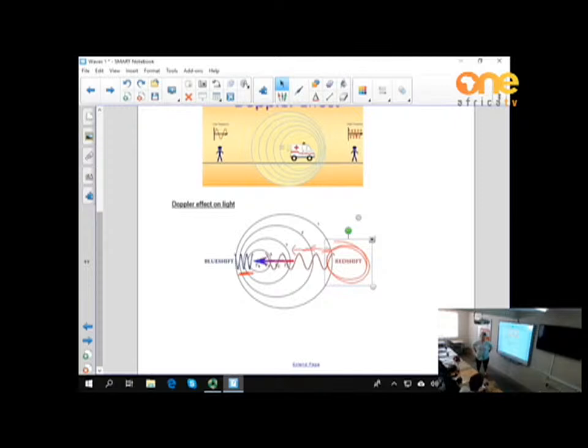Yes, because everything is moving away from that specific point. Okay. So anything can be the center.